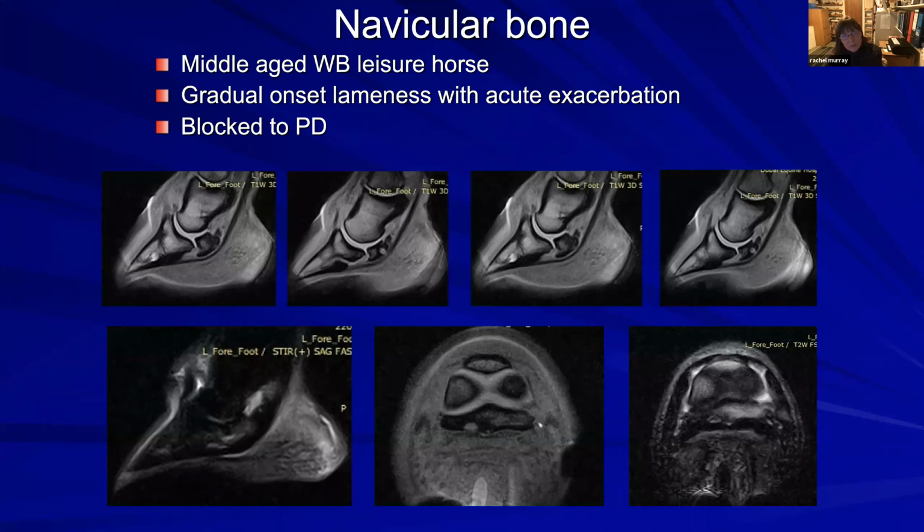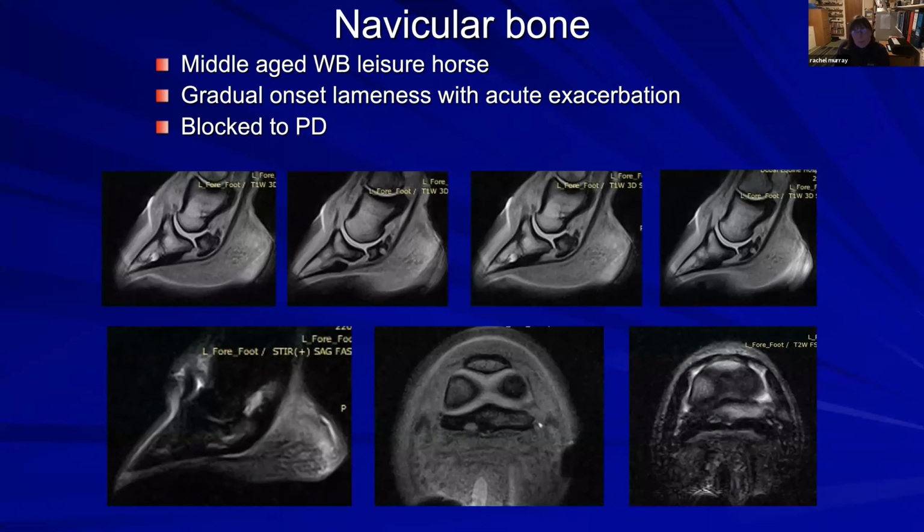So this was a middle-aged warmblood leisure horse. It had a gradual onset lameness with an acute exacerbation, and blocked to a parasagittal nerve block. We can see here we've got a significant flexor cortex erosion. In this area, we can see we've got high signal intensity on fat suppressed images in our navicular bone. On all different sequences and different orientations, we've definitely got a flexor cortex erosion there.